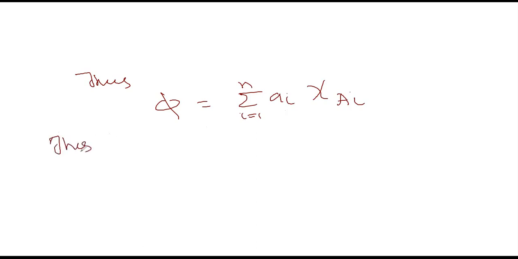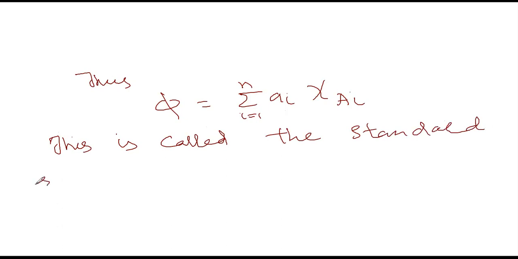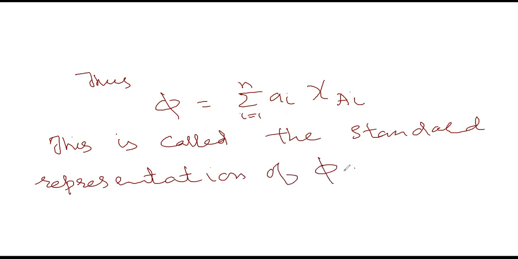So thus we have phi is equal to the summation, i runs from 1 to n, ai chi ai. This is called the standard representation of phi.